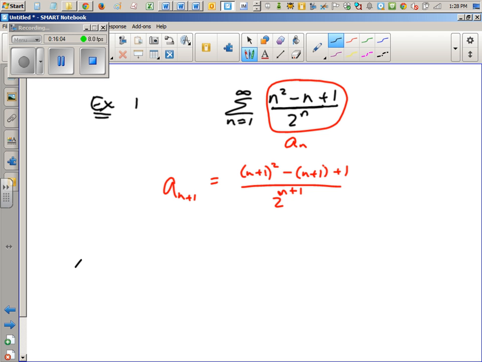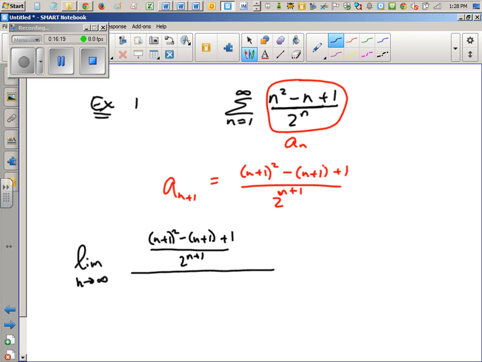Now I'm going to take that and put it over the original a sub n. So this is Mr. Ugly. It's the n plus first term. And we're going to put it over Mr. Clean. And you thought the original problem was bad. Look at the n plus first term.